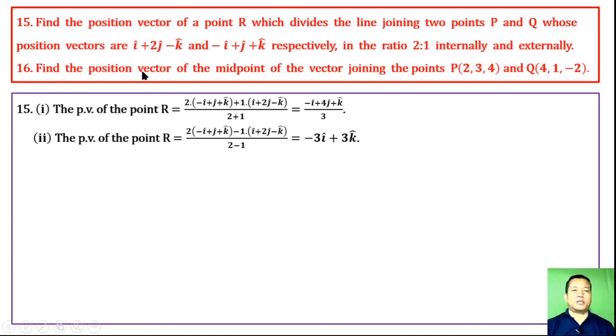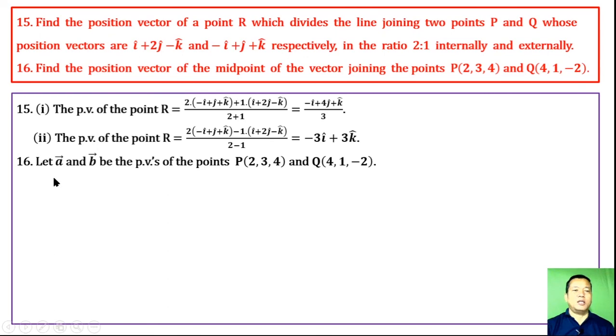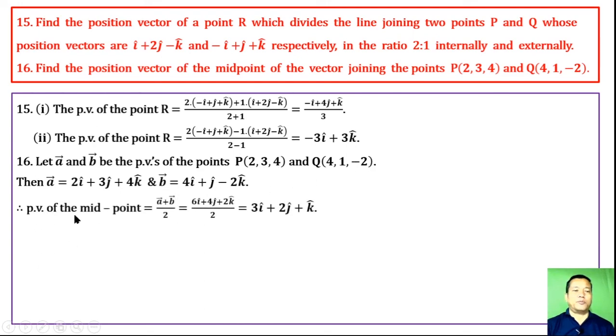Question number 16. Find the position vector of the midpoint of the vector joining the points this and this. Let a vector and b vector be the position vectors of the points P and Q. Then a vector is equal to 2i plus 3j plus 4k and b vector is equal to 4i plus j minus 2k. Therefore, the position vector of the midpoint is a vector plus b vector by 2. Summing up and dividing by 2, we get this, which is the required position vector.